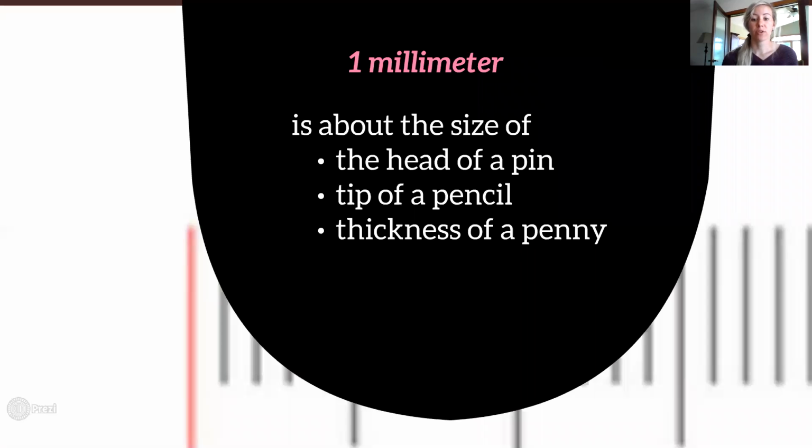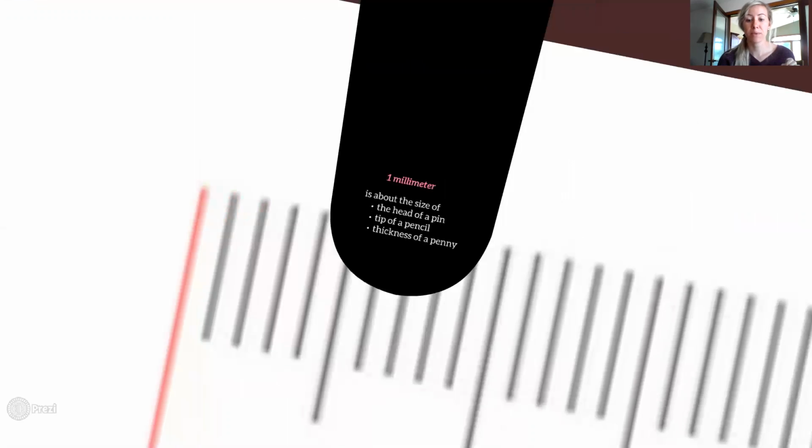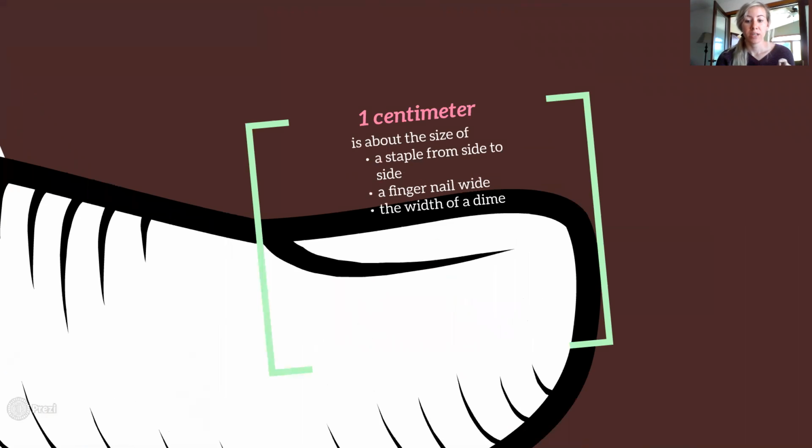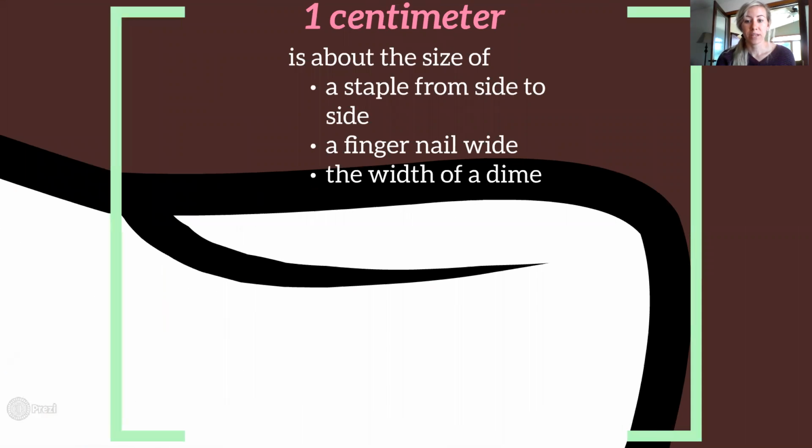Today we're going to start with our brief overview. So 1 millimeter is about the size of a pinhead, the tip of a pencil, or the thickness of a penny. So a millimeter is very small. 1 centimeter is about the size of a staple from side to side, the width of a fingernail, or the width of a dime.